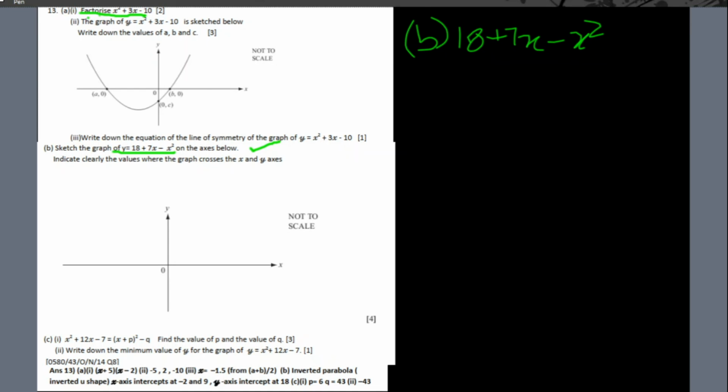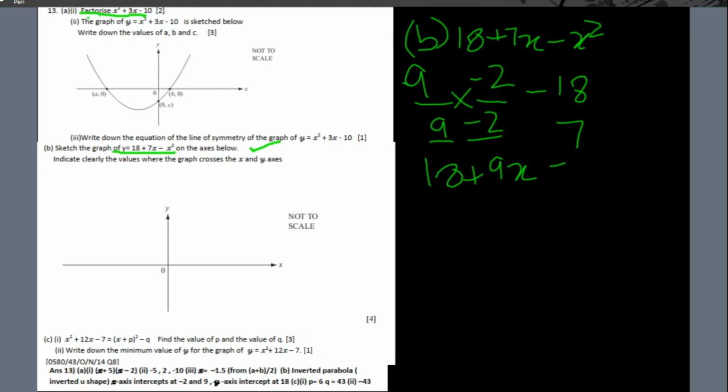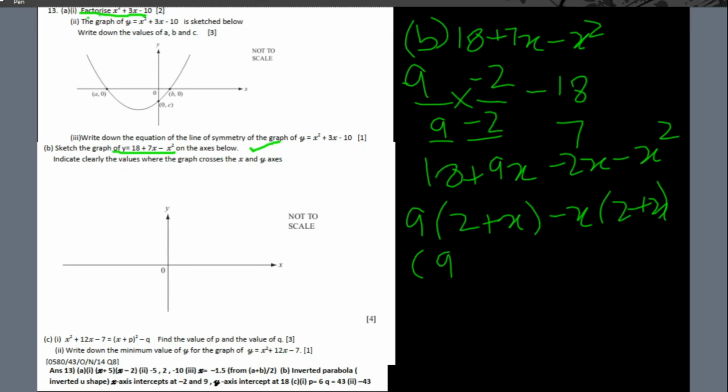So to factorize that, we're looking for two numbers which when multiplied should give minus 18, added should give 7. So that would be minus 9 times minus 2. Yes, and 9 minus 2 is 7. So 18 plus 9x minus 2x minus x square. 9 is common here, so 9, 2 plus x, then minus x is common, so 2 plus x. So the factorized form is this.